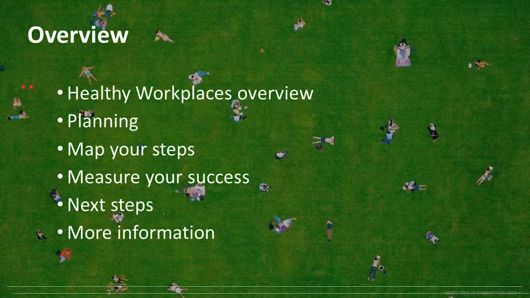Okay, so as with all of our toolkits, this one is laid out in a similar way. We have an overview of healthy workplaces and just talking to some of the issues in this area of the broader community, how to plan for a project or a CAP within this space, mapping your steps, and then measuring your success and next steps. Typically at the end of all the toolkits, we have a little bit more information for people to read on, so we have that in this one as well.